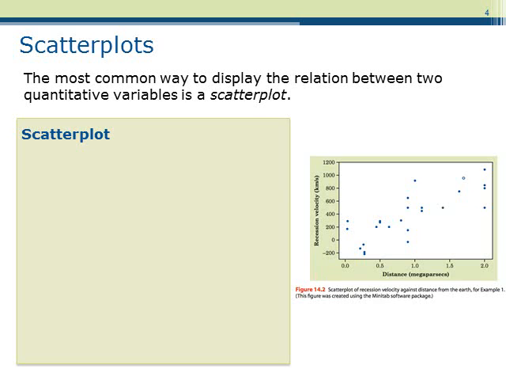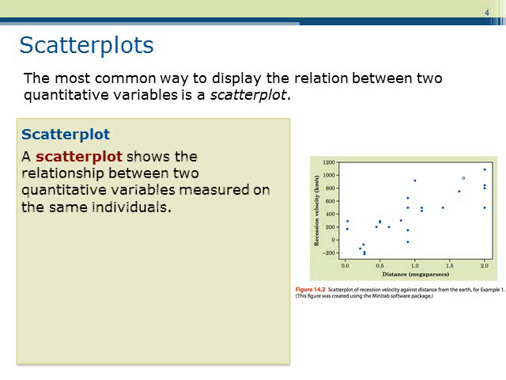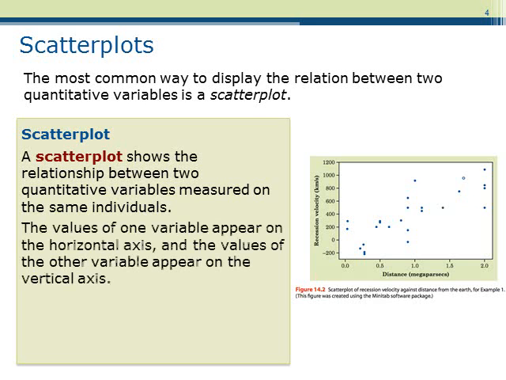So let's now discuss one of the most common ways to display the relation between two quantitative variables, called a scatter plot. A scatter plot shows the relationship between two quantitative variables measured on the same individuals. The value of one variable appears on the horizontal axis, and the value of the other variable appears on the vertical axis.